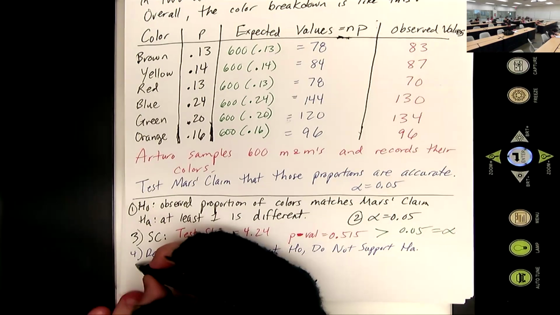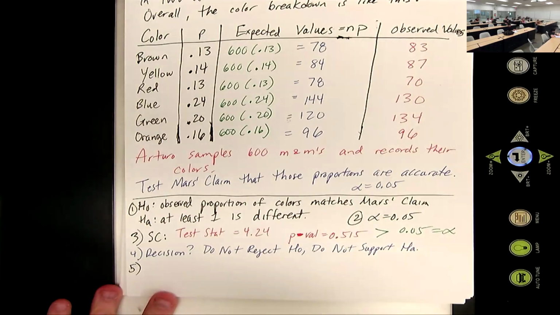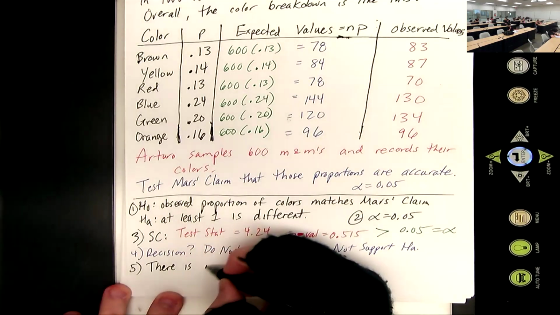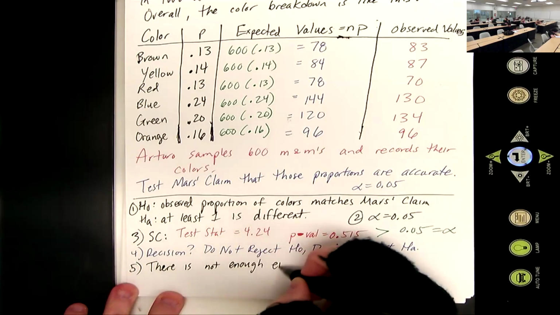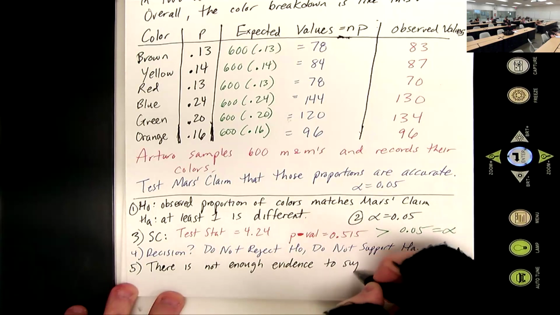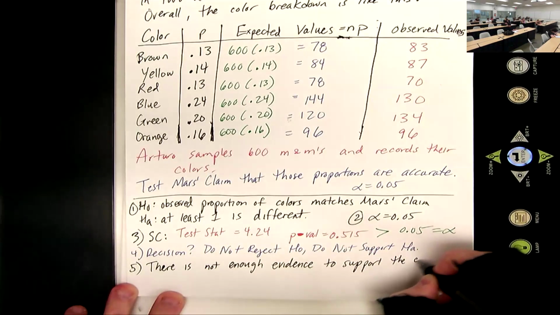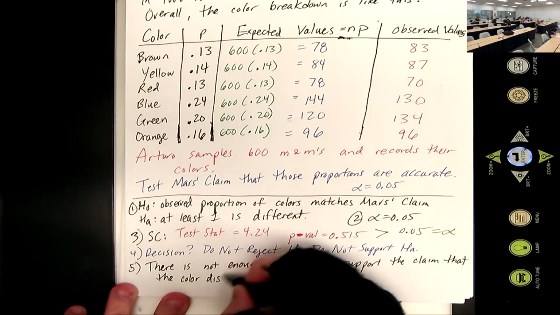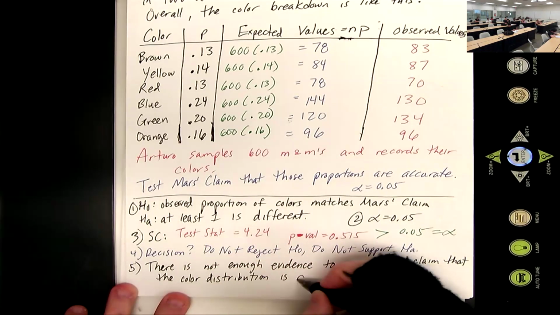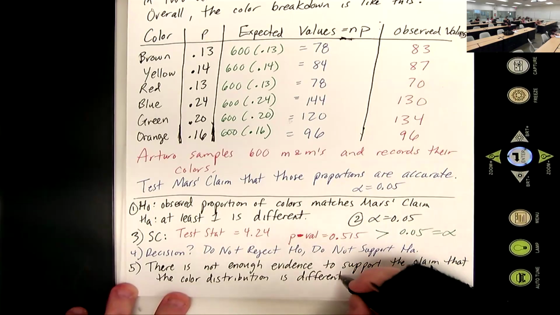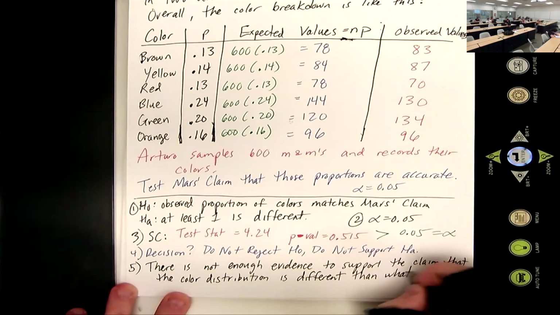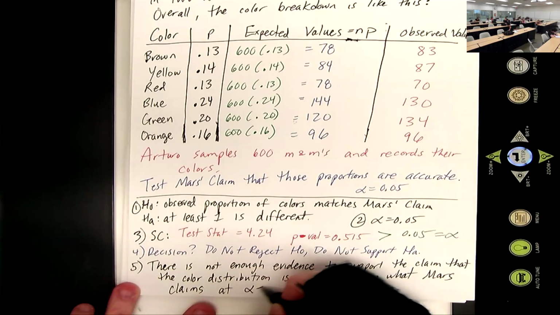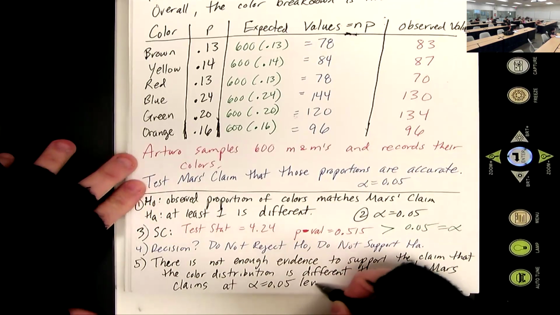Step 5 is our conclusion. There is not enough evidence to support the claim that the color distribution is different than what Mars claims, at alpha equals 0.05 level of significance.